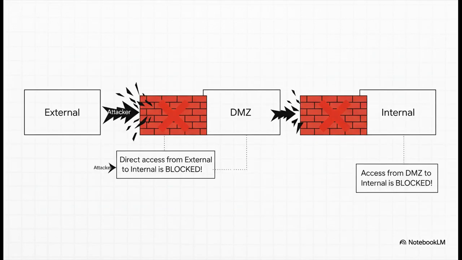Now, the absolute genius of this design is that there is no direct path from the outside world straight into your internal network. It's blocked. So an attacker might be able to break into a server in that middle DMZ area, but guess what? They've just hit another wall. They can't just hop from there into your really important private network.